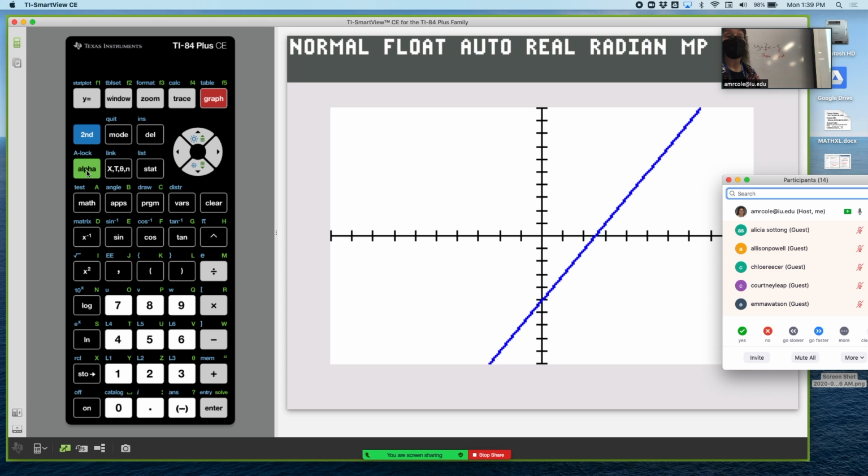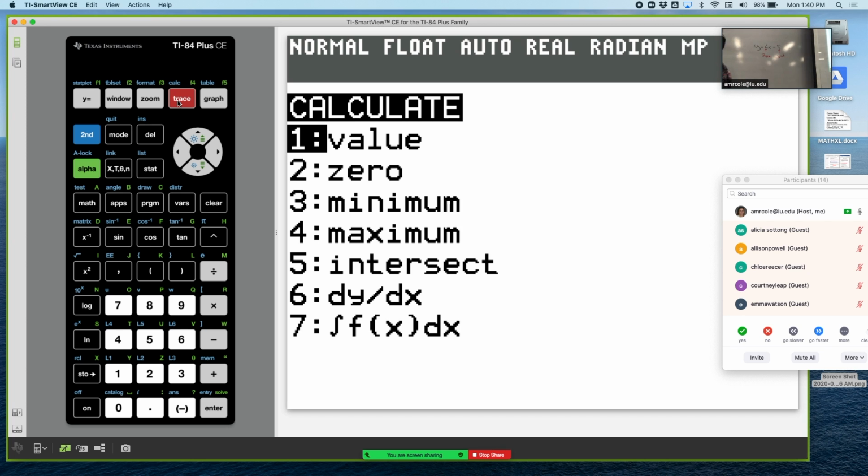So what I'm going to do is have the calculator calculate that X-intercept. I'm going to hit the second button, second, and then calc. Calc is above the word trace because the second button on my calculator is blue. So second, calc, and then you get this menu right here. Now I'm going to go back. Don't hit anything else. I'm going to go back to my graph for a minute.